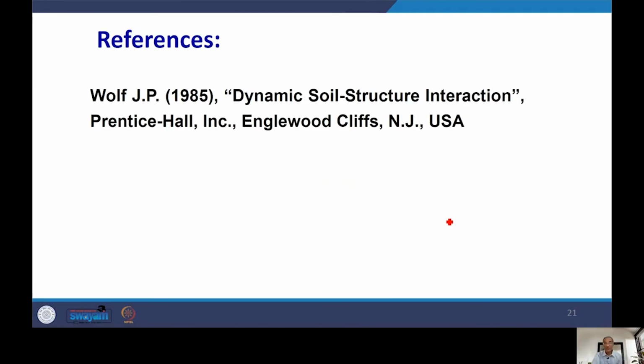Okay, so this was all about it, and this is the reference from which most of the things have been borrowed. A book by Wolf J.P., and the title is Dynamic Soil-Structure Interaction, published by Prentice Hall, Englewood Cliffs, New Jersey, USA. This is the fundamental book, and it appeared almost 35 years ago, but still it is popular because fundamental concepts are given in this book. So I request that you please download a copy of this book and start reading it. Thank you very much.